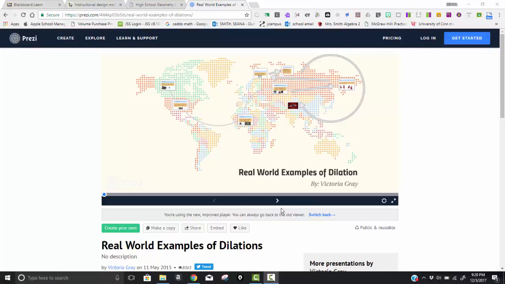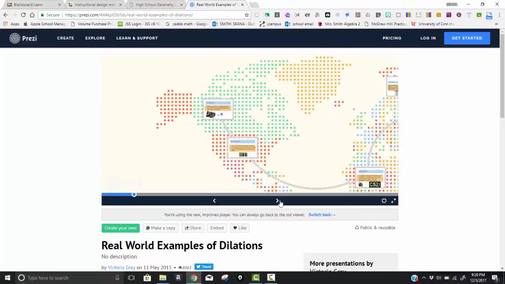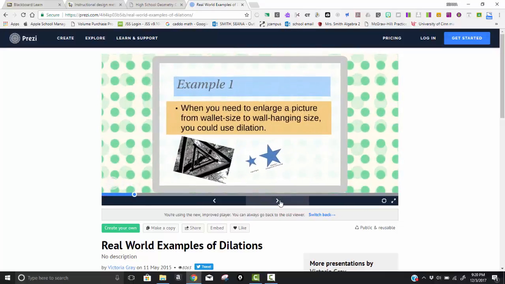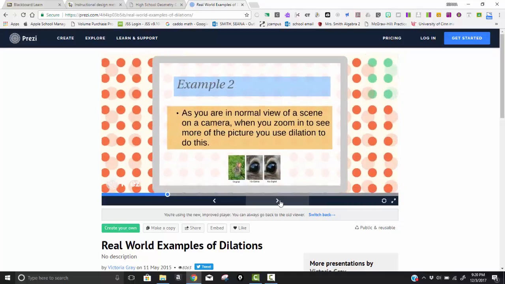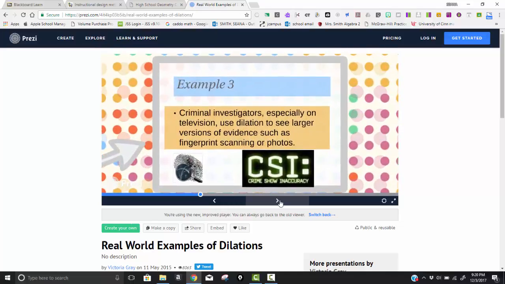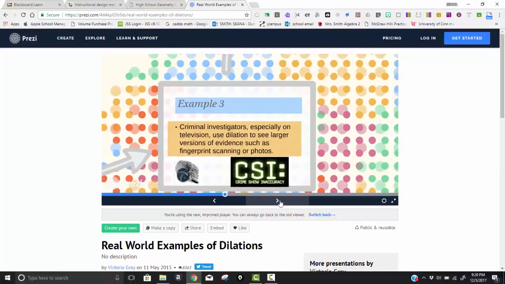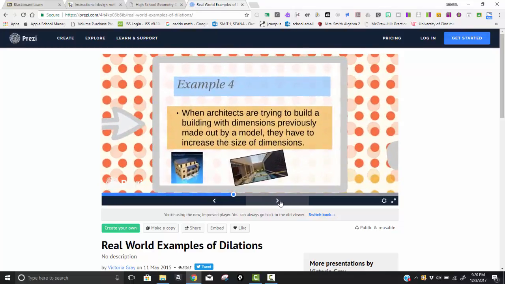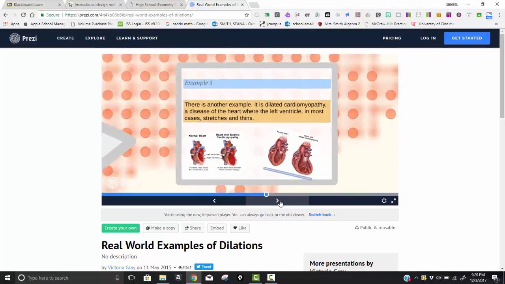All right, on Friday we started talking about dilations. Let me give you a few real world examples of dilations. So, if you need to take a wallet size picture and make it hanging size, you're going to dilate. If you zoom in on your camera, I know I've done this, that's a dilation. Criminal investigators, they have to dilate, scan those fingerprints really, really big. Architects build little bitty models and they make them life size buildings.